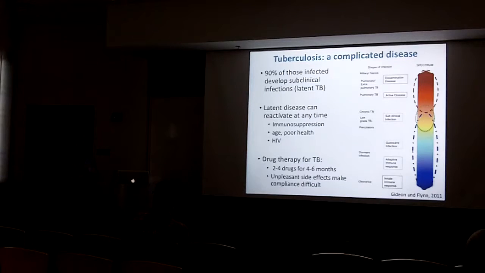So TB is treatable. There are drugs that can treat most cases. Unfortunately, the drugs are terrible, and they have severe side effects, and you have to take them for a long time. So you have to take 2 to 4 drugs for at least 4 to 6 months, and that makes compliance a problem. And people that are less likely to be compliant are also more likely to develop drug-resistant strains that get transmitted throughout the community. So one of the real problems in tuberculosis is this issue of drug resistance.